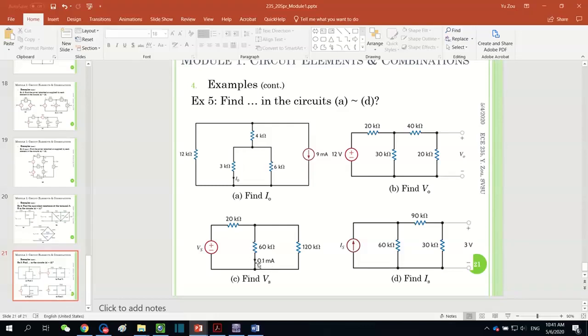So imagine, what if the current direction given is the other way around, upward? How to solve this problem?